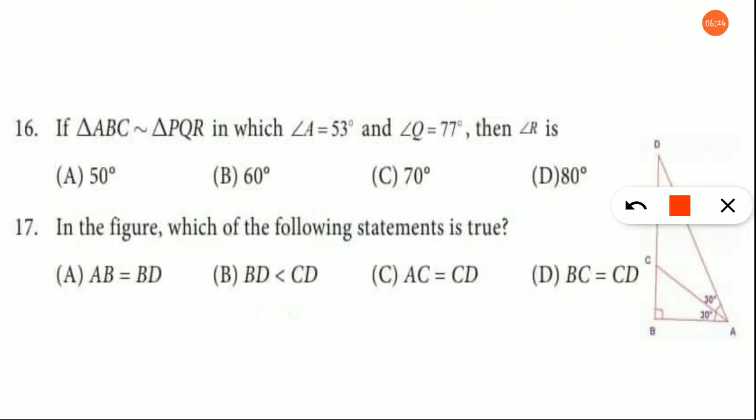Next, option 3. AC is equal to CD. AC and CD, these two are equal. Let us keep it. It might be equal. So let's check the fourth one also. BC is equal to CD. BC is here and CD is here. So these two are not equal. So the answer is only option C can be true. Okay, children.